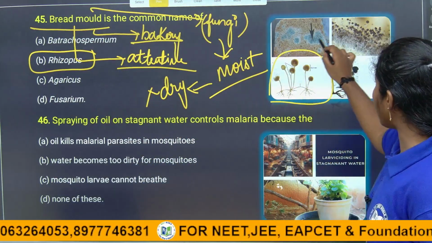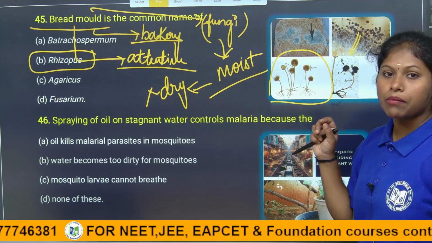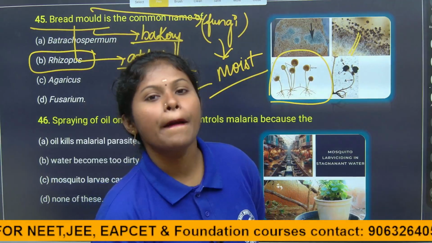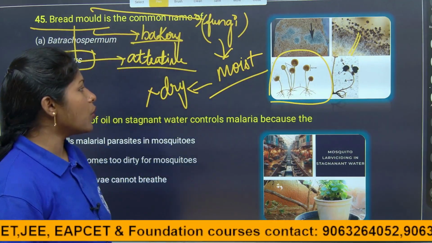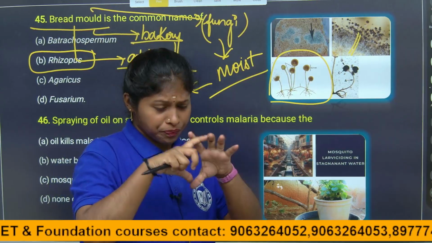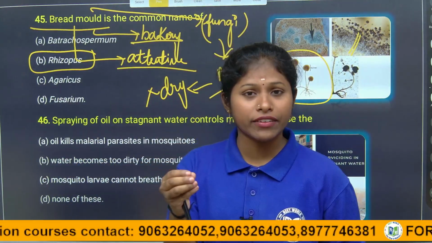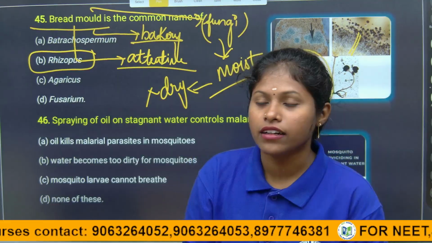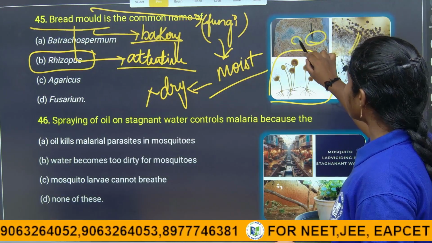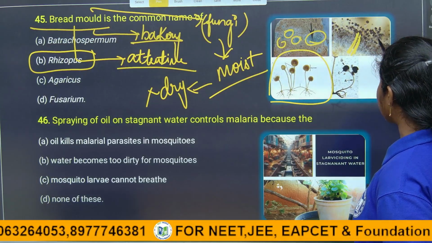So how does it look on the bread? It looks exactly like this, children. As it is multicellular, we can see it only through a microscope. It has a cloth-like appearance on the bread, smooth and spongy, with a white or greenish layer like this. This is nothing but what, children? Fungus, right? If you see it in the microscope, it looks like this.